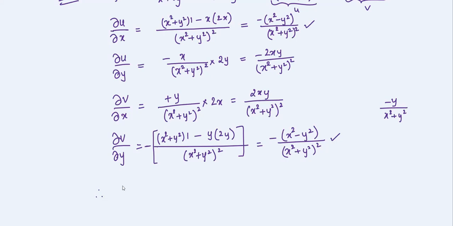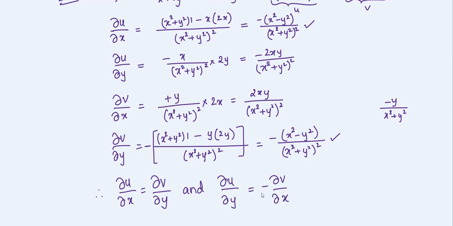Therefore, dou u by dou x is equal to dou v by dou y. And observe this, dou u by dou y is minus of dou v by dou x. So the Cauchy-Riemann equations are satisfied.